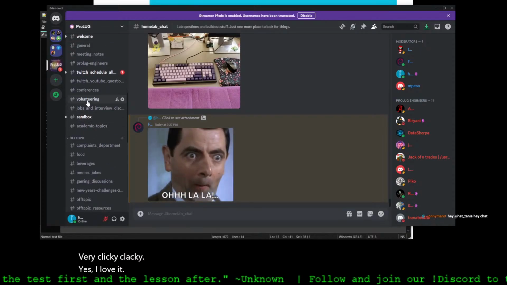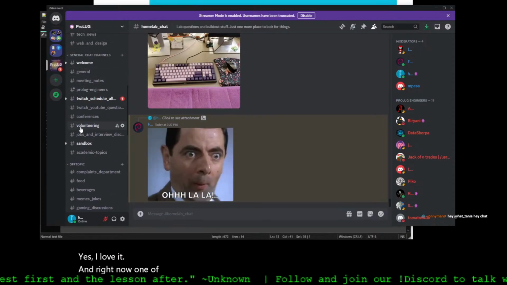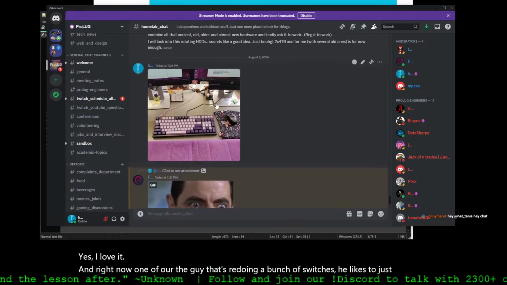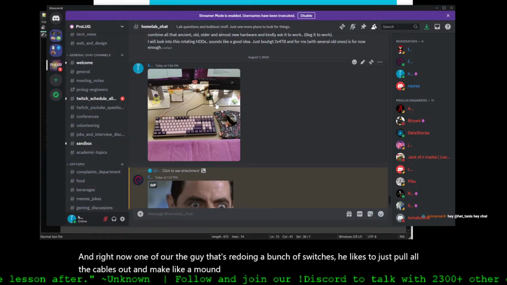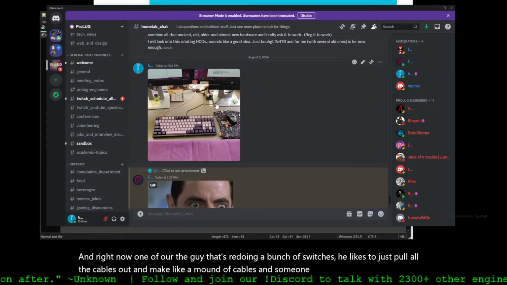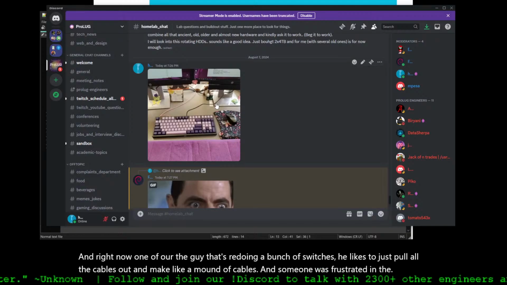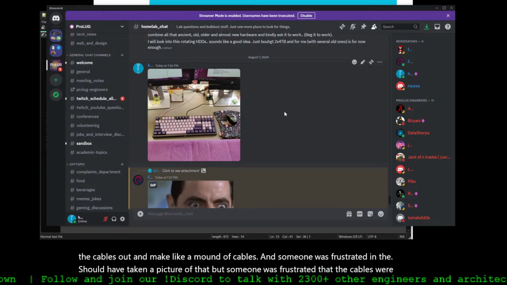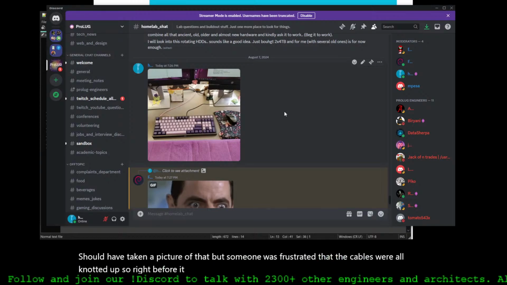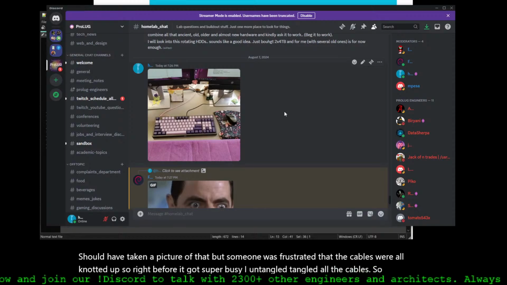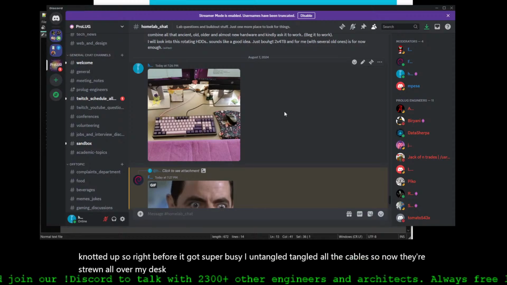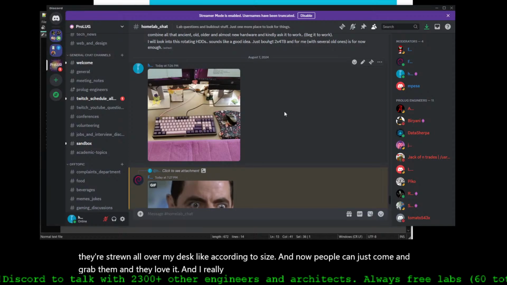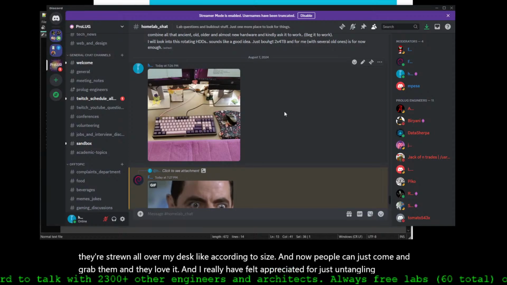And right now, one of our guys that's redoing a bunch of switches likes to just pull all the cables out and make a mound of cables. Someone was frustrated that the cables were all knotted up. I should have taken a picture of that. So right before it got super busy, I untangled all the cables. Now they're strewn all over my desk, according to size, and people can just come and grab them, and they love it. I really have felt appreciated for just untangling cables.